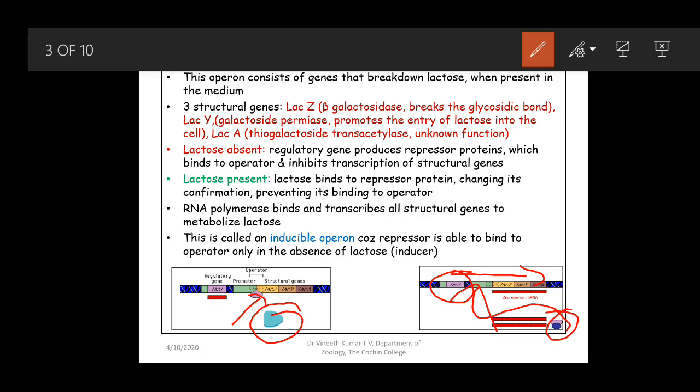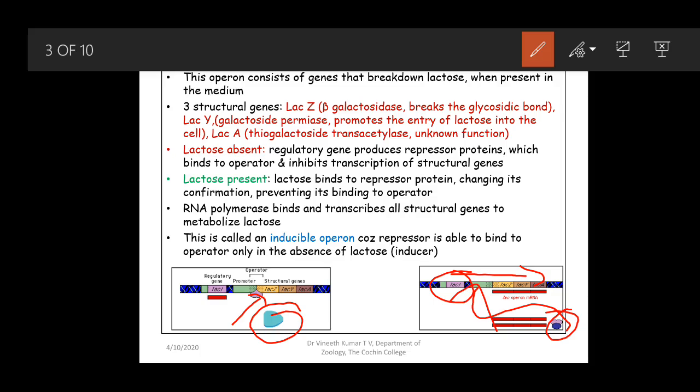This particular operon is also called an inducible operon because the repressor is able to bind to the operator only when the inducer is absent, or when lactose is absent. Only when lactose is absent does the repressor protein bind to the operator gene and repress transcription. When the inducer, lactose, is present, it induces transcription of the lactose metabolizing genes, and hence this operon is called an inducible operon.